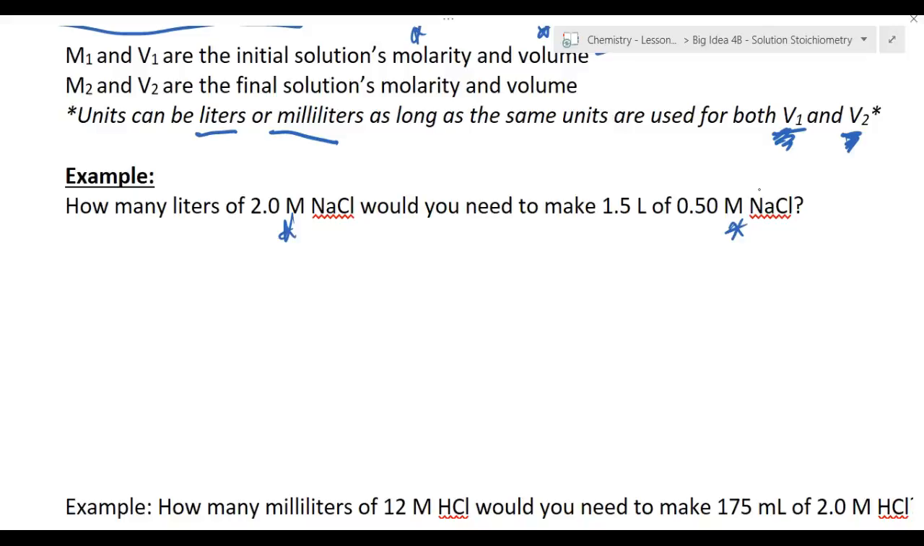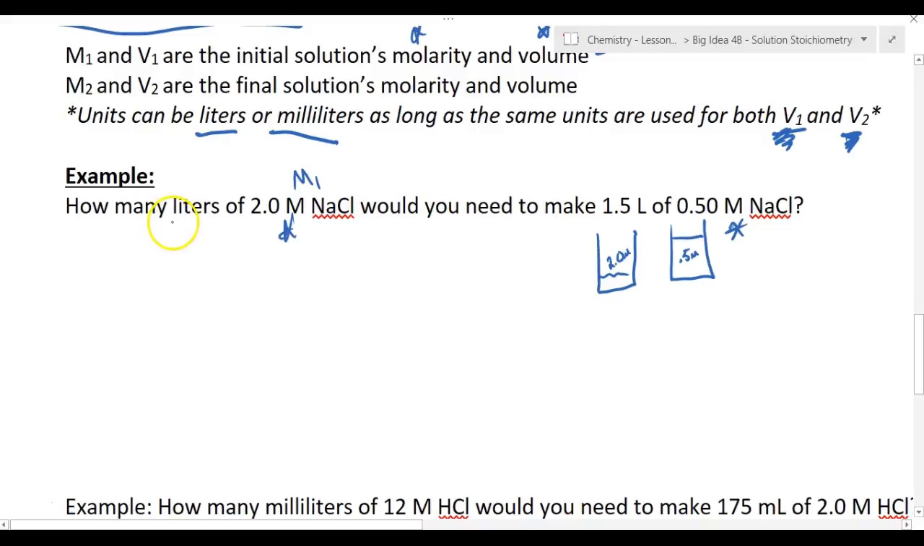Okay, so if we look at this, what it's really asking us is, if you have 2.0 molarity of this liquid, so this is a 2.0 molar liquid, how many liters of that would you need to have initially in order to have 1.5 liters of this 0.5 molarity liquid? So if you want to have 1.5 liters of this 0.5 molarity liquid in the end, how many do we need initially? So this is how we figure that out. You have your M1, because this is your initial.